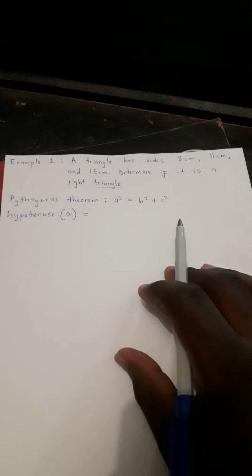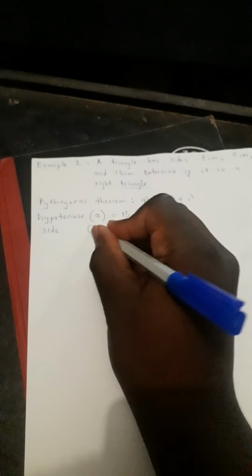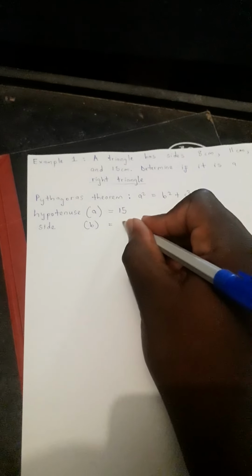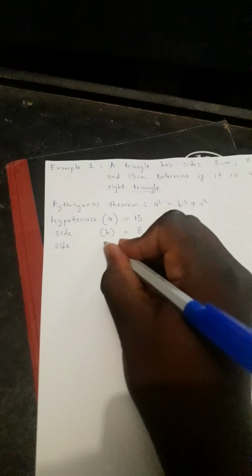Now we have learned that the hypotenuse on a right triangle is actually the longest side of the three. So our sides are 8 centimeters, 11 centimeters and 15 centimeters. The longest of the three is 15, so our hypotenuse is 15 centimeters. Then we determine the side b, which we can take to be 8 centimeters, and the side c, which we can also take to be 11 centimeters.